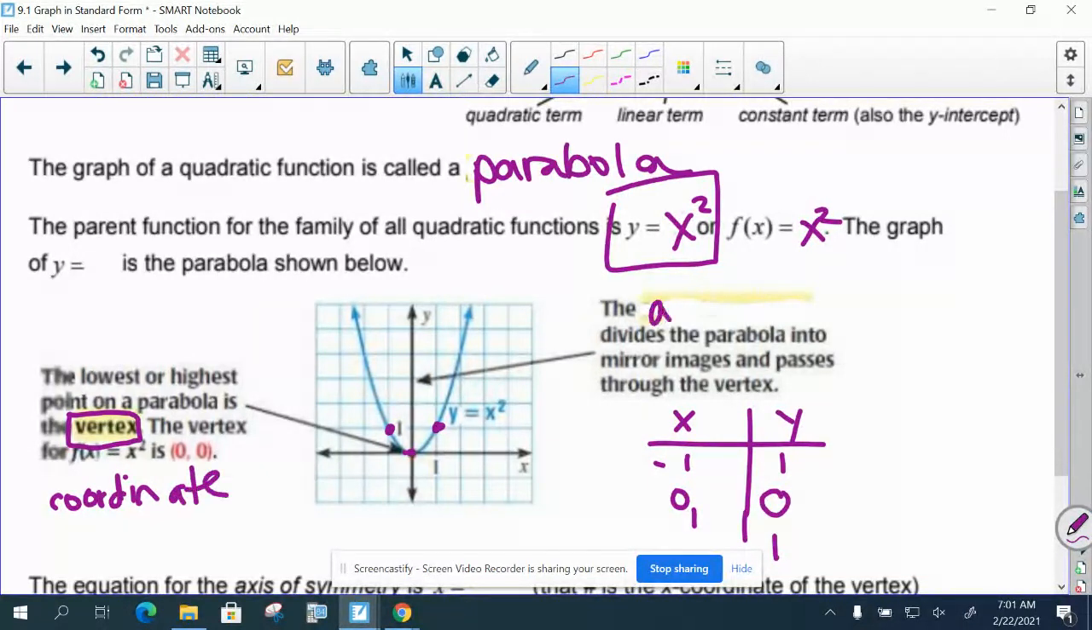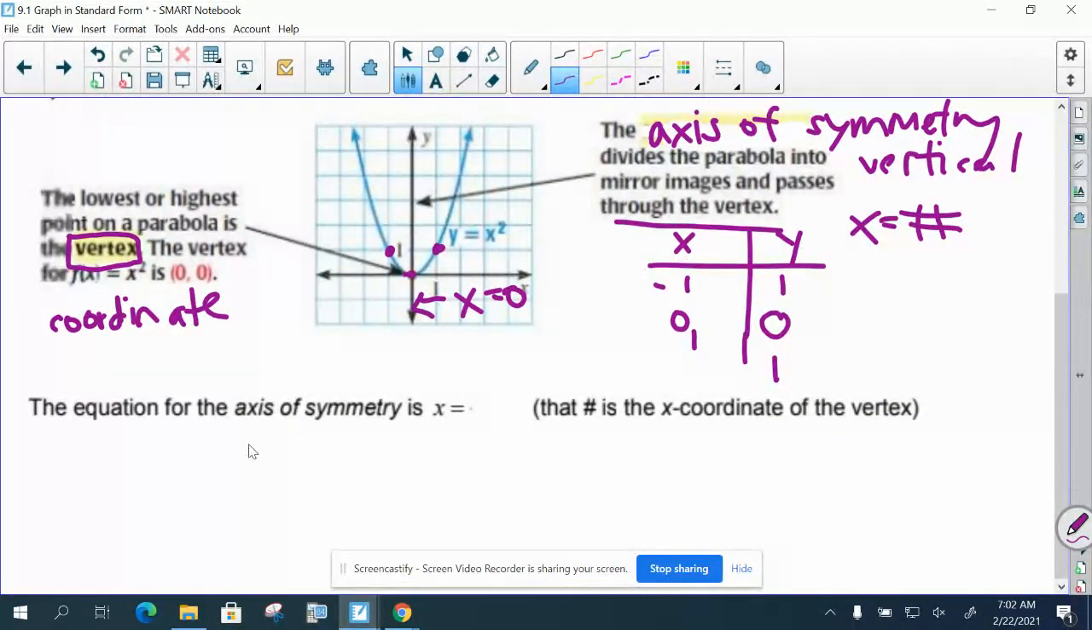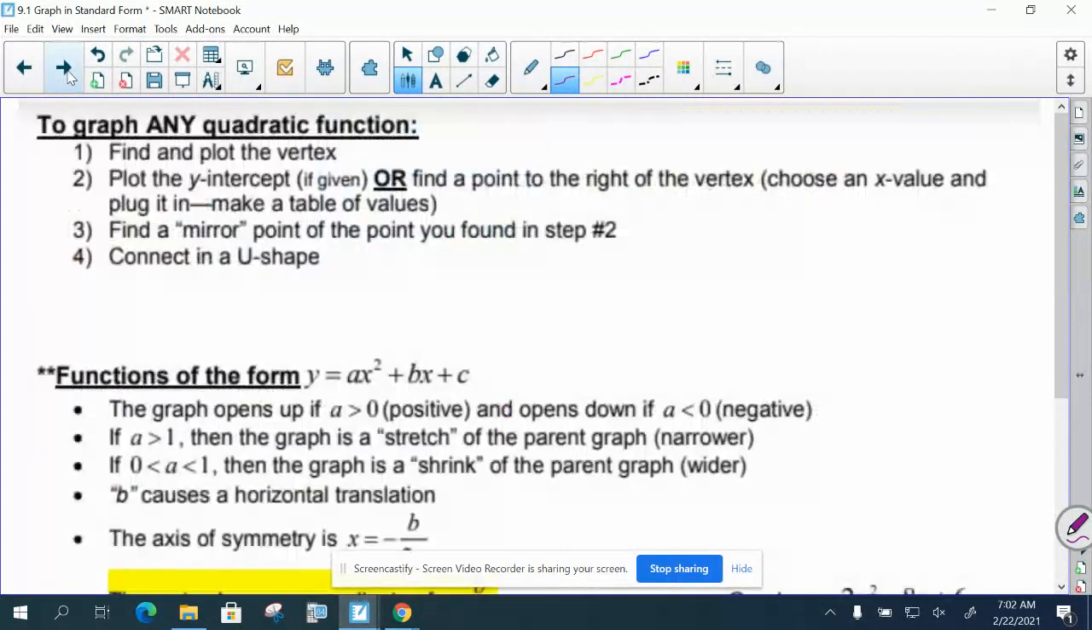And then the axis of symmetry divides the parabola into mirror images and passes through the vertex. So here your axis of symmetry is always a vertical line in this case. And vertical lines have the form x equals some number, whatever the number is that it passes through. So here in this case, this axis of symmetry line would be x equals 0 because it passes through 0. All right, so don't get confused. The equation of the y-axis is x equals 0 for a vertical line. So we'll definitely be doing some practice on that. So the equation for the axis of symmetry is x equals 0, what I just talked about. That number is the x coordinate of the vertex.